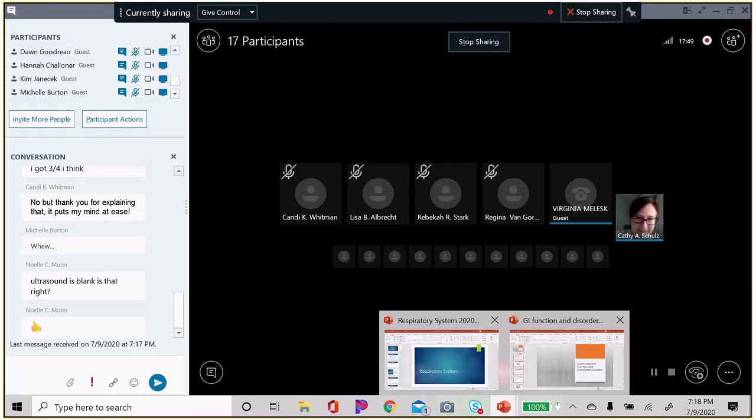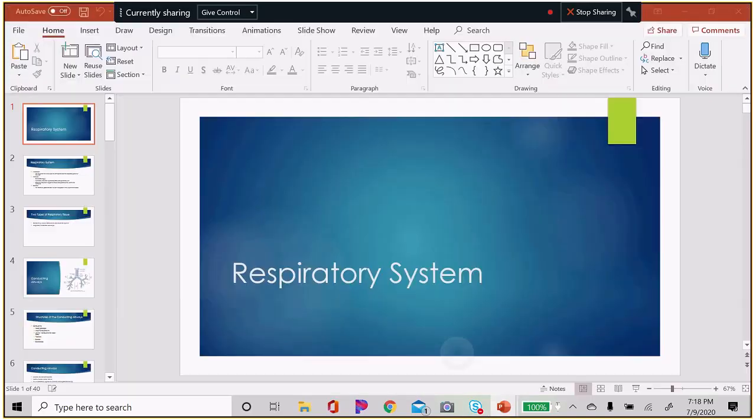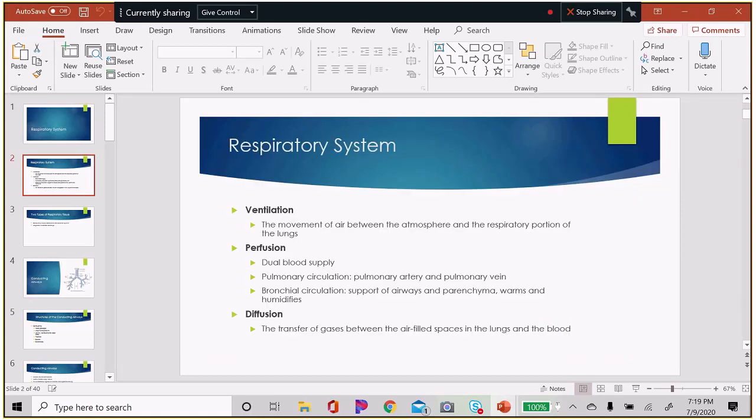Okay, so we'll start with respiratory. The respiratory system really has three main parts to it. There's the movement of air between the atmosphere and into where the breathing portion is of the lungs. And then there's the diffusion of gases in the air-filled spaces of the lungs.